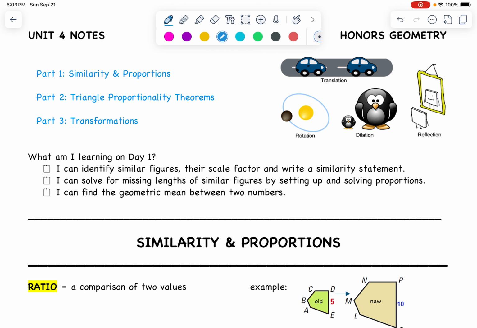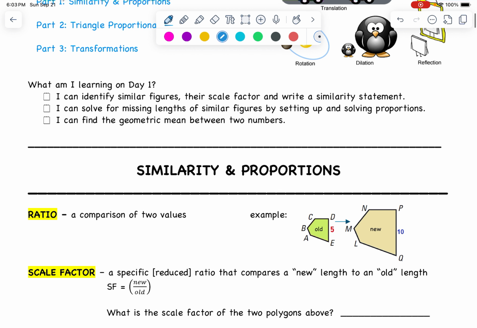They're all related, of course, but they're not nearly as cohesive as the other units that we've talked about or that we will talk about. So just letting you know. So I'm just going to go through these day one notes. We're going to be talking a lot about similar figures and proportionality.